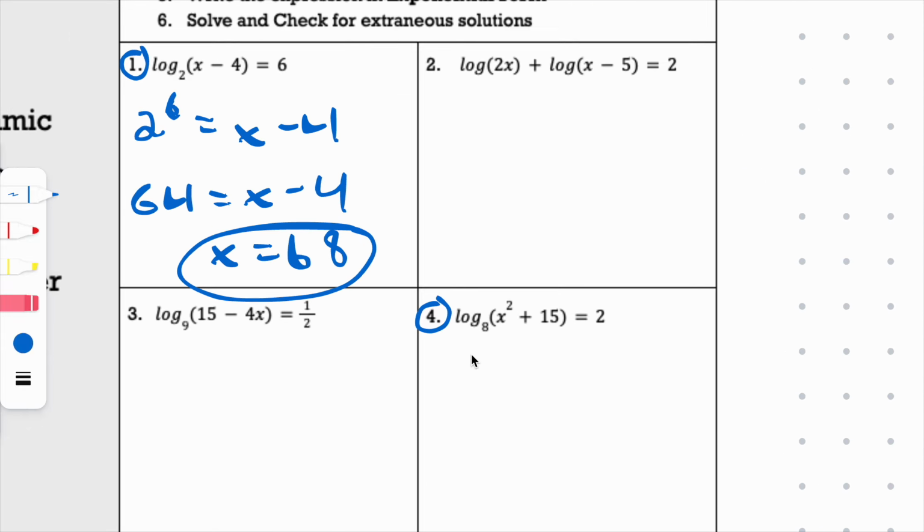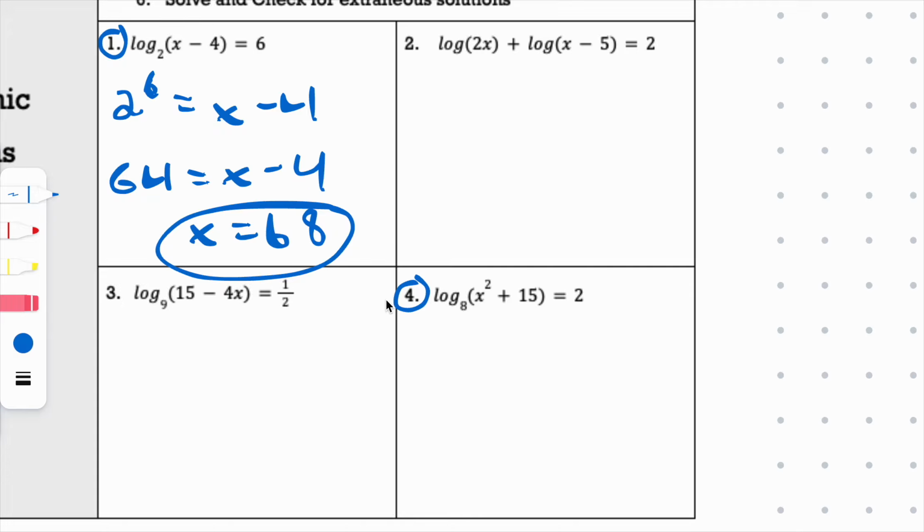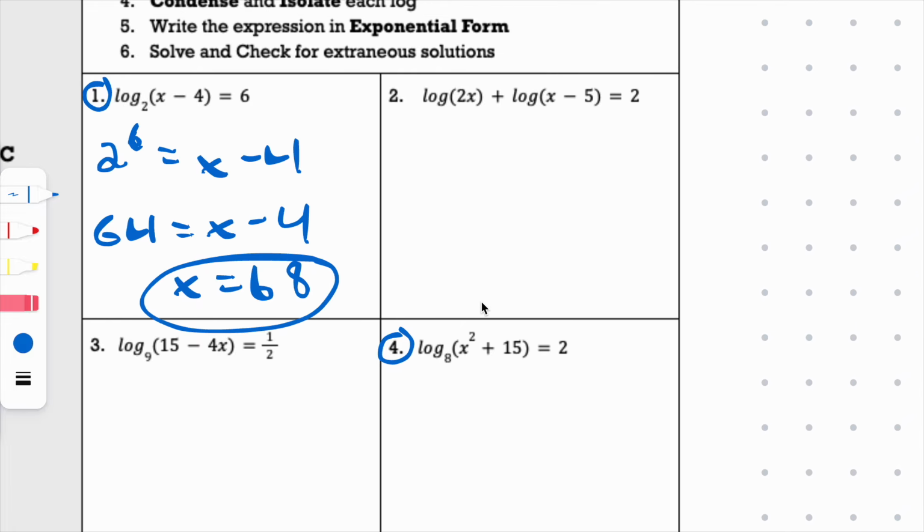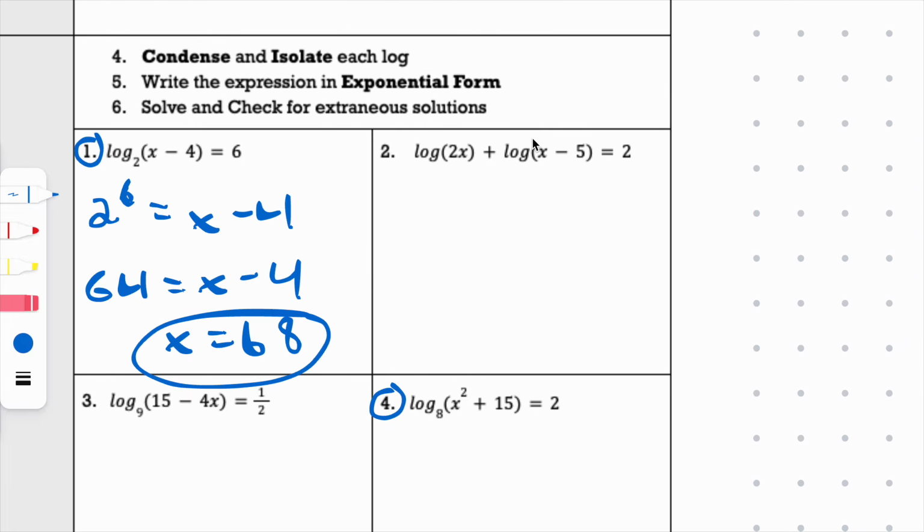Okay, so let's do problem 4. But for problem 2, if you're doing that, just use some of your logarithm rules. Remember that we have the same base, it's both logs, so log base 10. If we're adding them, remember we can just multiply those arguments, and then you have one isolated log, and then you can solve from there.